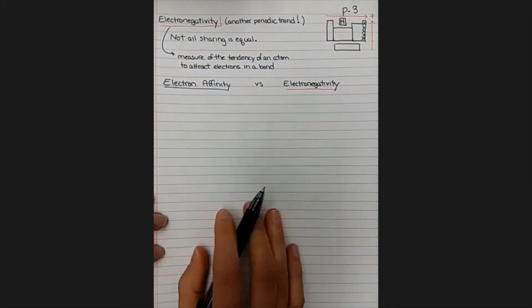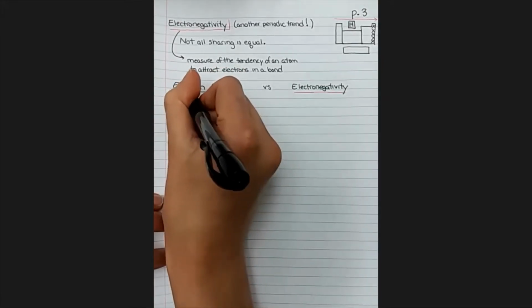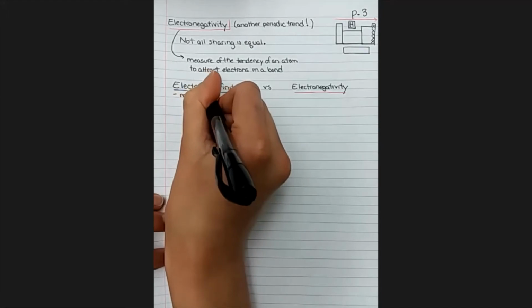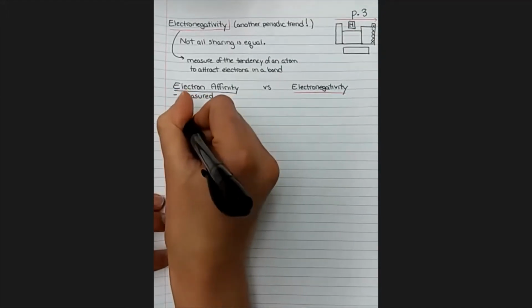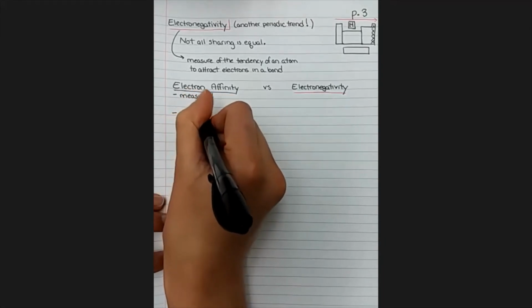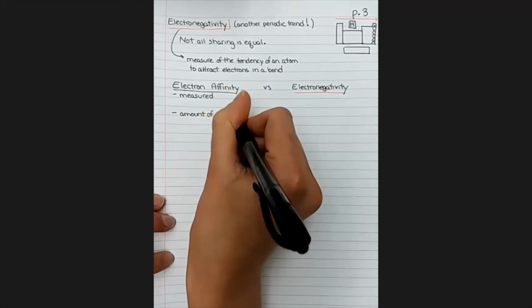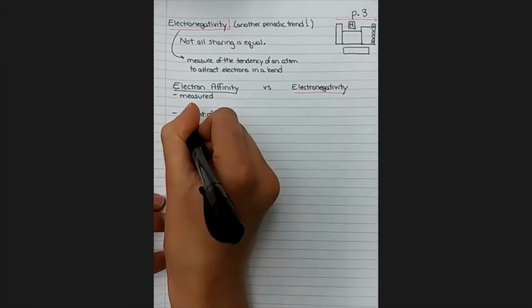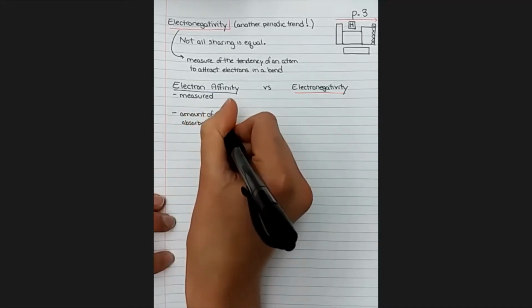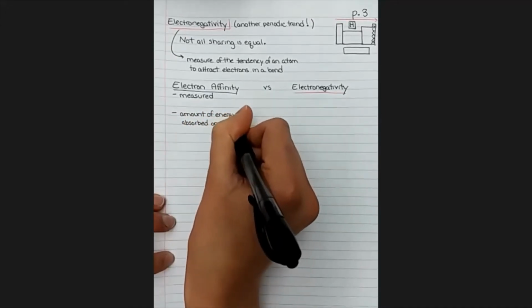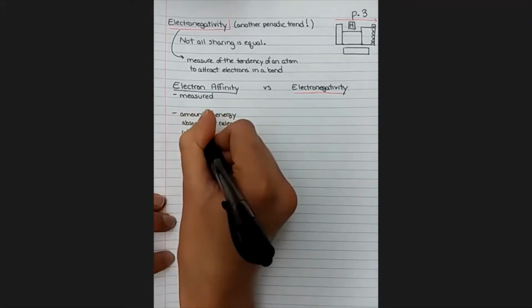So electron affinity first, because that's the one we learned about first. Electron affinity is a measured value, something that you have to perform an experiment to find out about. And the electron affinity specifically is a measure of the amount of energy that's absorbed or released when an anion is formed. Remember, this is the weird one where it could be positive or negative, but it's about an energy transaction.